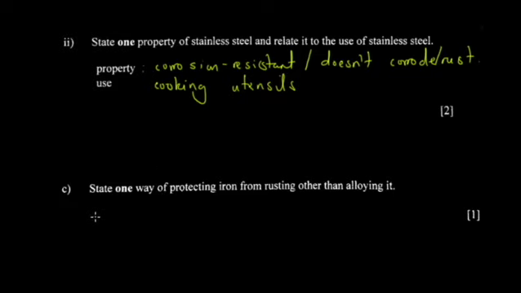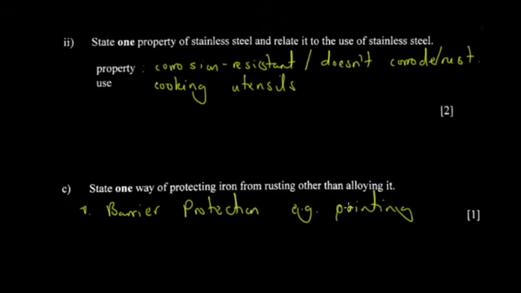State one way of protecting iron from rusting other than alloying it. So there's what we call barrier protection. So barrier protection is e.g. painting. It means that we're just putting a barrier between the stuff that makes iron rust and iron itself. So the stuff that makes iron rust is moisture and oxygen. Okay, so by painting it, you're now introducing a barrier. So that's one way to go about it.